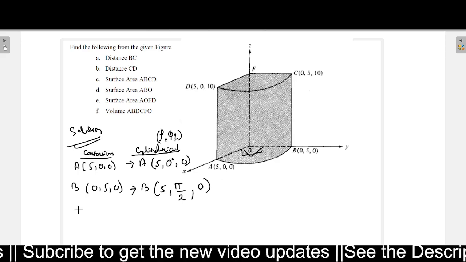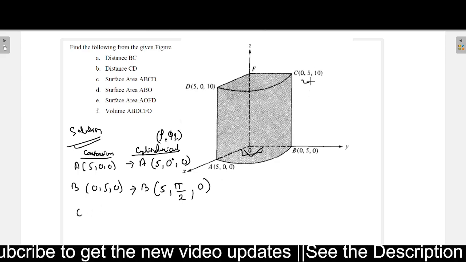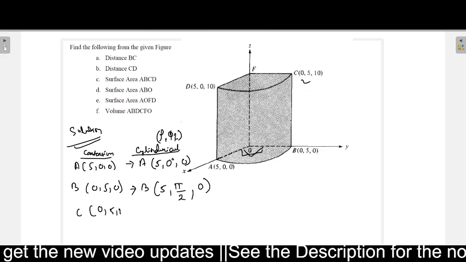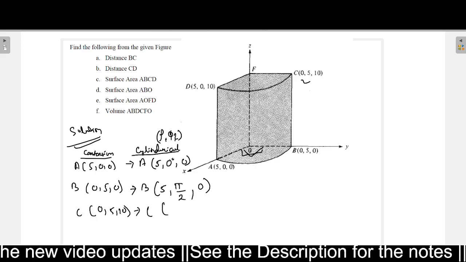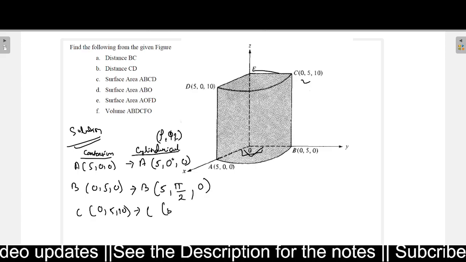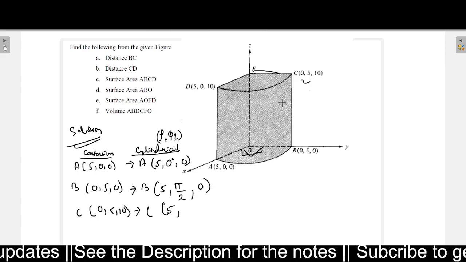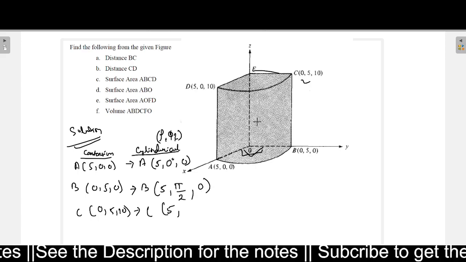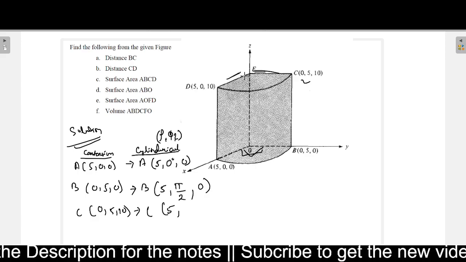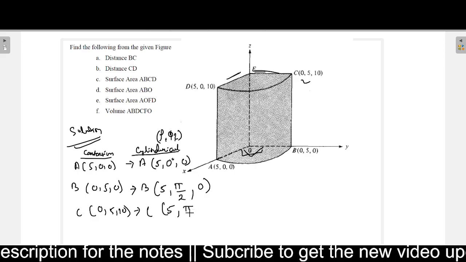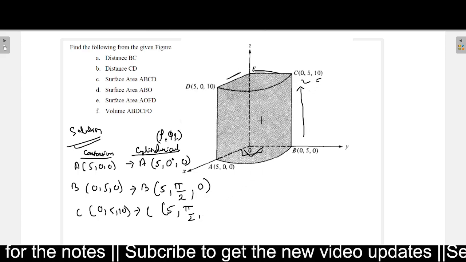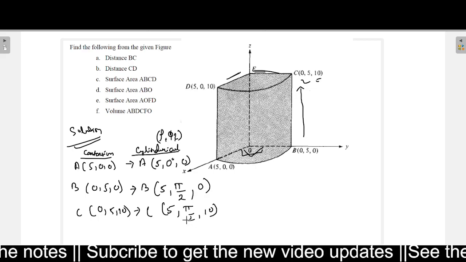Next point is your C point. In the Cartesian coordinate system it is 0, 5 and 10. In the cylindrical coordinate system, again the length is 5, comma, phi is how much? Phi is here also 90 degree because this side it is on the y. This is x, this is y, so this angle will be 90 degree. So again pi by 2, comma, z. The length is taken here as 10, so the height z is also 10.